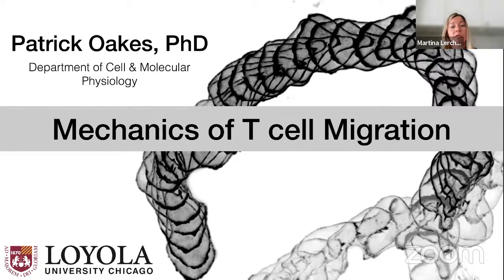Today we have Patrick Oss joining us. He did his PhD at Brown University with Jay Tang, looking at liquid crystalline phase transitions of actin solutions. After that, he moved to Margaret Gardell's lab at the University of Chicago for a postdoc, where he worked on a broad array of projects connected to mechanosensing and force generation. In 2016, he started his own lab at the University of Rochester. And in 2019, he moved to Loyola University Chicago's Stritch School of Medicine, where he's currently an associate professor in the Department of Cell and Molecular Physiology. His lab is studying all things related to mechanosensing and mechanotransduction, and today we will hear about mechanics of T cell migration. Patrick, the floor is yours.